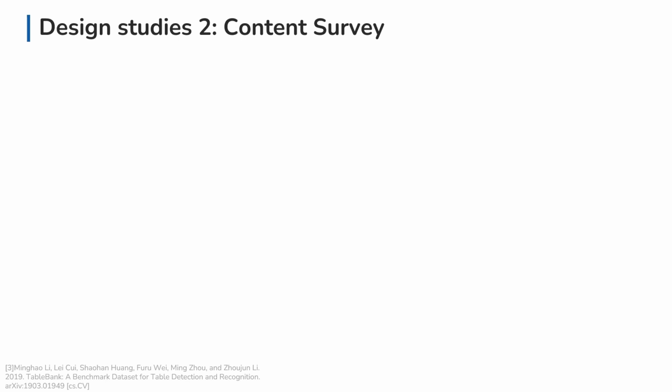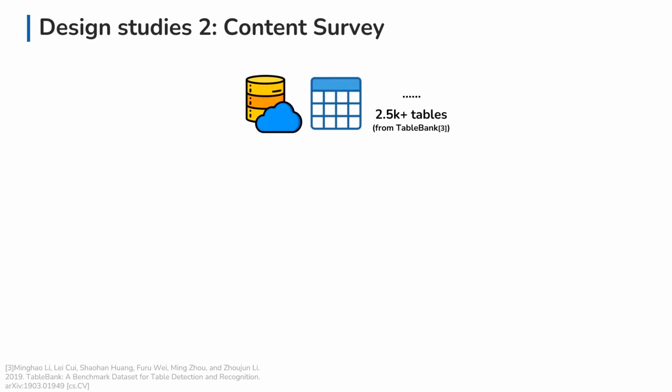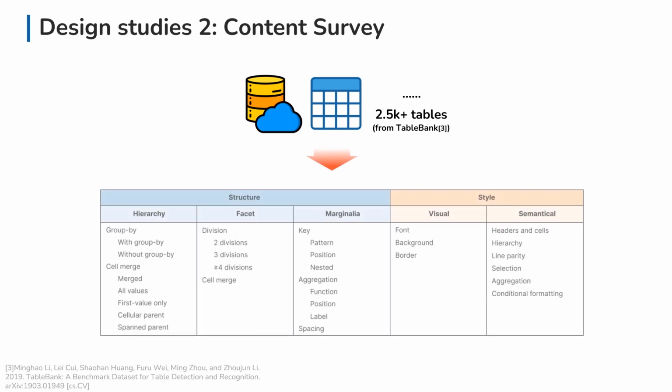In the second study, we conducted a content survey to figure out the design patterns of real-world tables. Specifically, we surveyed more than 2,500 tables from the TableBank dataset and iteratively summarized the design space of plain tables. The design space consists of 2 primary dimensions: structure and style. The structure part incorporates patterns regarding the spatial arrangement, and the style part shows factors affecting the visual appearance of tables. More details about the patterns can be found in our paper.